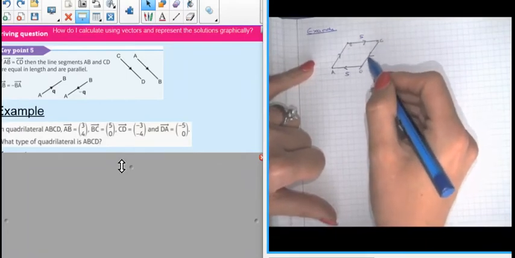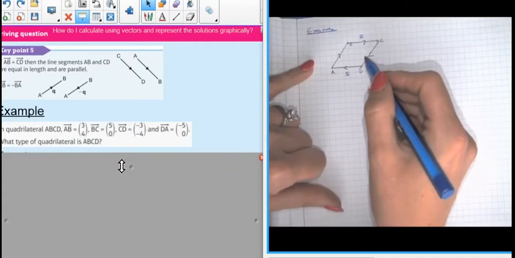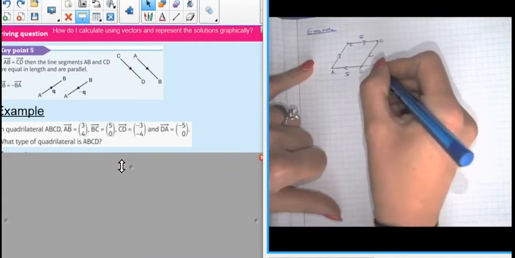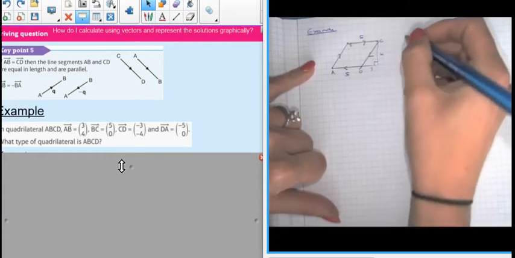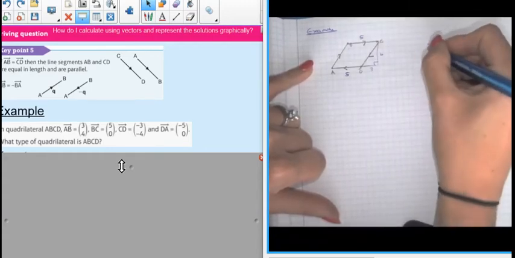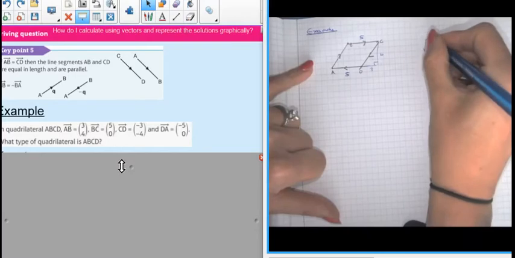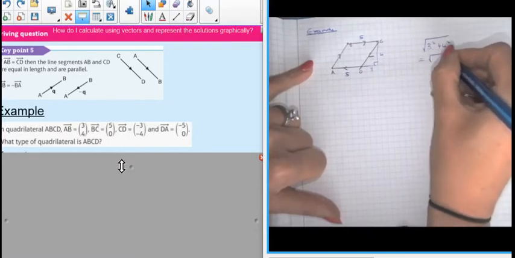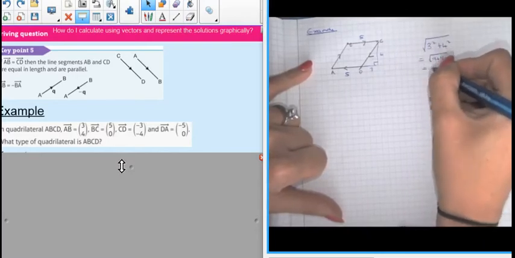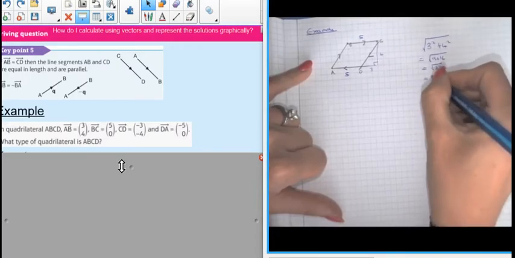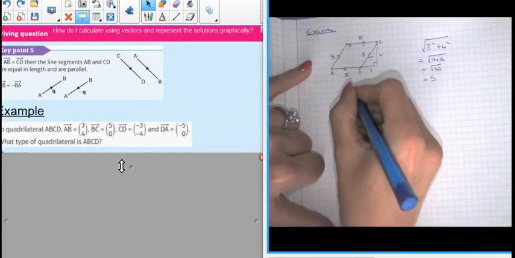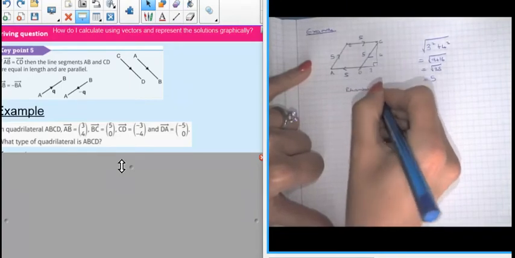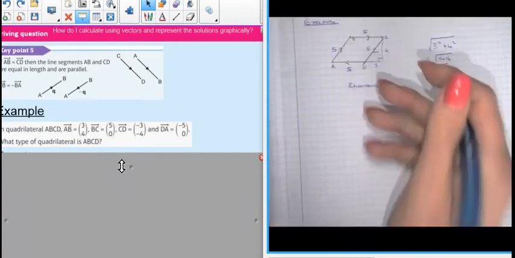I could measure with a ruler, or if I didn't have a ruler, I could use our rule from last time, or I could use Pythagoras. That's 3, that's 4. So that length there will be 3 squared plus 4 squared, square rooted, which is the square root of 25, which is 5. And this length is also the same. Therefore, this must be a rhombus, not a parallelogram.